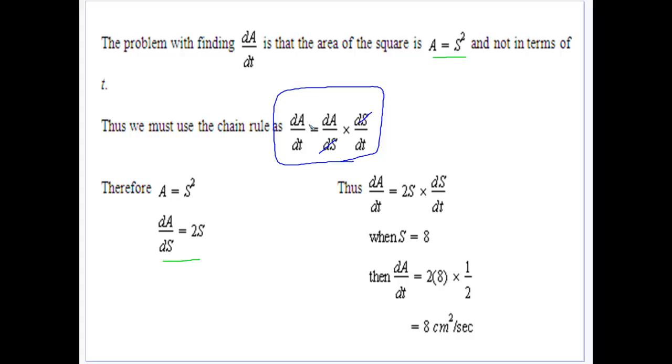So we've got a relationship there. We can keep that in the idea of the chain rule, where dA/dt could be written as dA/ds times ds/dt. Because we know what ds/dt is, that's a half. We know dA/ds would be 2s, and when s is equal to 8, we're able to do that substitution. So 2 times 8 times the half gives us the area increasing at a rate of 8 centimetres squared per second. So there's the idea of using the chain rule and being able to get that expression.